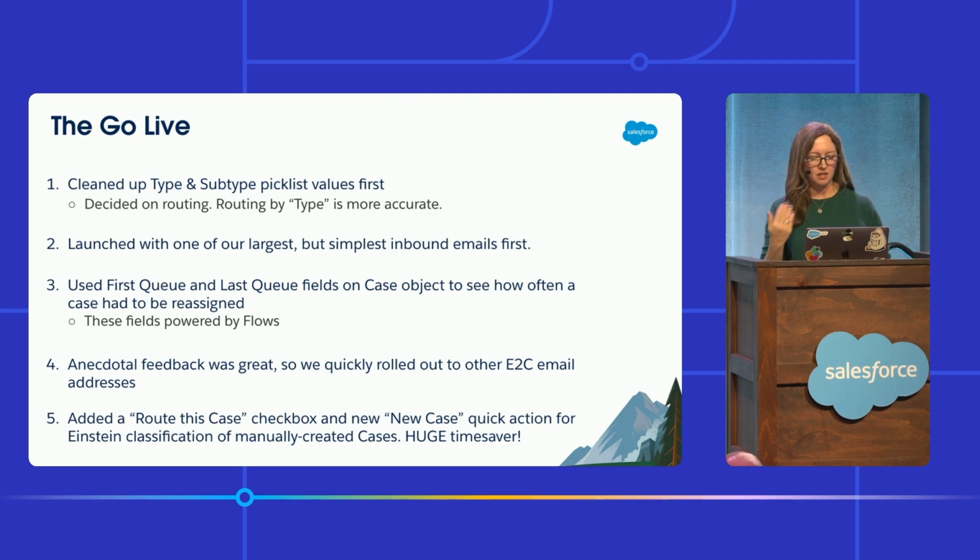I also added a route this case checkbox to the case object, and then created a new quick action to create a new case from an account. All that quick action had was subject, description, and route this case. So anytime someone needed to create a case, like our partner managers, for example, who would get calls a lot from our partners, and they wanted to quickly create a case for the CS team.